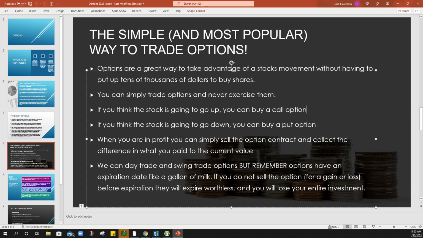Very simple. Stock goes up, we buy a call. Stock goes down, we buy a put. All we can lose is our entire investment. Okay? We can actually sell these contracts at any point in time.